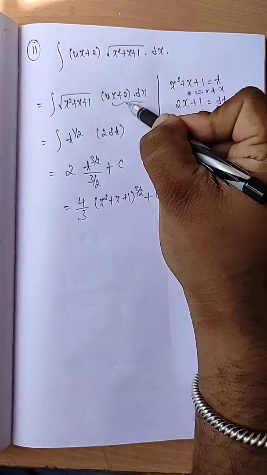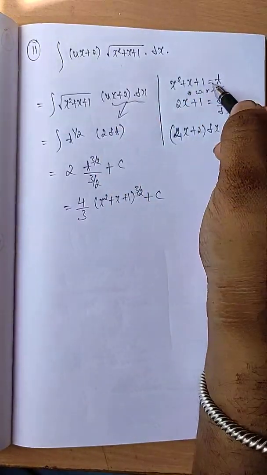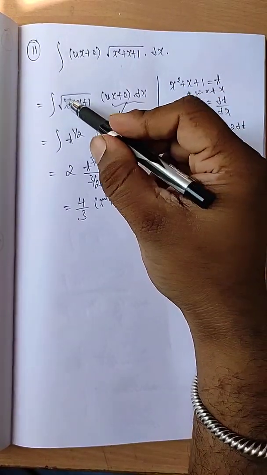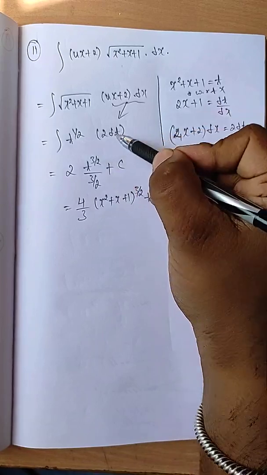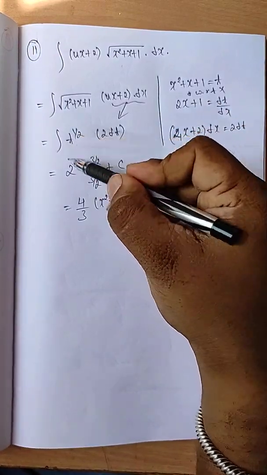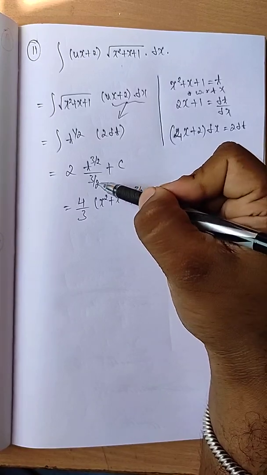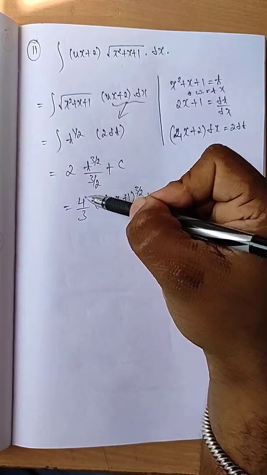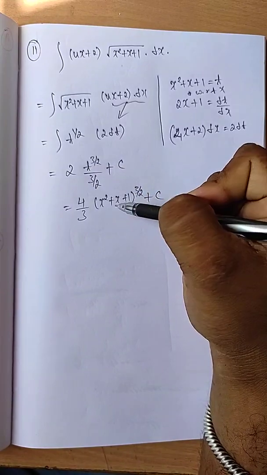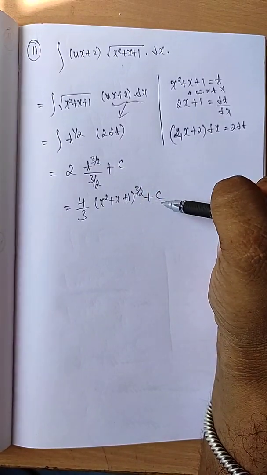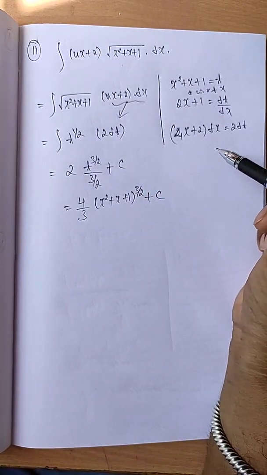Here (4x plus 2) dx is 2 dt. X square plus x plus 1 is equal to t. Now this root is written as t to the power of 1 by 2. 2 is a constant. The integration of t to the power of 1 by 2 is t to the power of 3 by 2 by 3 by 2 plus c. The reciprocal of 3 by 2 goes up, 2 twos are 4, so 4 by 3. t is written as x square plus x plus 1 to the power of 3 by 2 plus c. Is it clear? Is it okay?